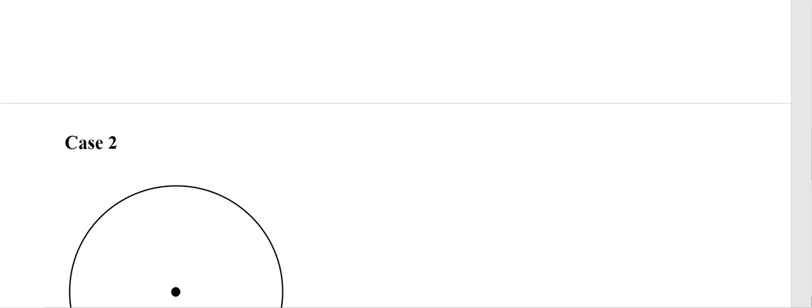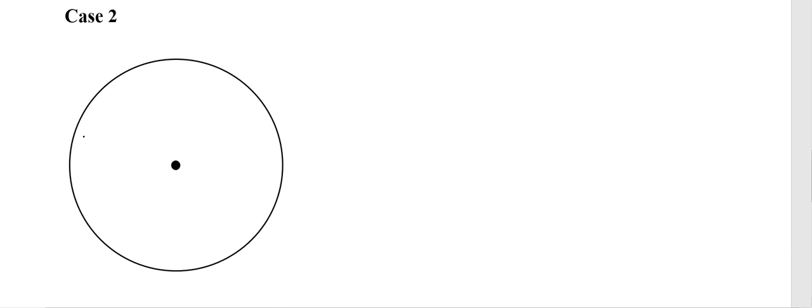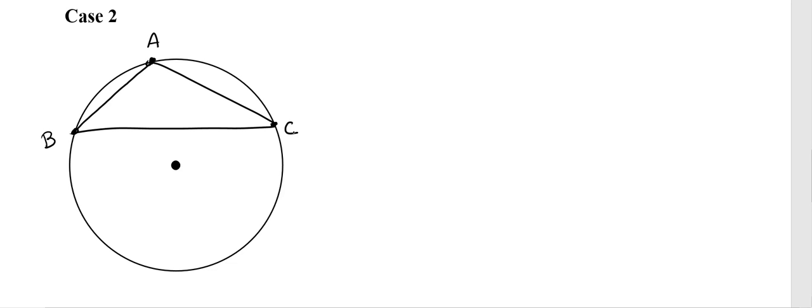In case 2, we'll look at a triangle where the center of the circle that circumscribes it is outside of the triangle. This would happen whenever the triangle is obtuse. Let's call this point here A, this point B, and this point C. And just as before, I'm going to draw a diameter through vertex C, like that. Okay, and I'm going to call this point P, and I'm going to join it to B.